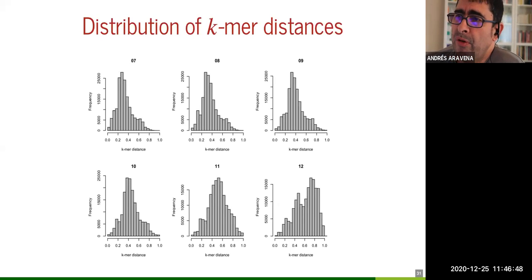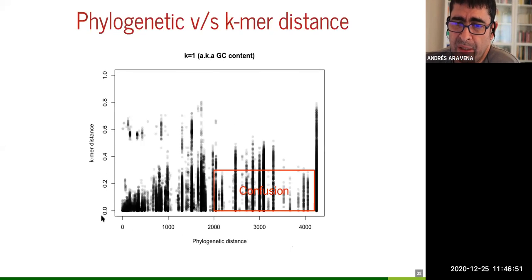So the last point is that you can compare this k-mer distance that I just showed you with the phylogenetic distance taken from the tree that I give you. With k equal 1, in other words, the GC content, you find this. There are many here. These are organisms that are very different phylogenetically. The phylogenetic distance is, well, I don't remember the unit, but let's say 2,000 million years, let's say. I don't remember the unit now. They are very different phylogenetically, but the k-mer distance is small.